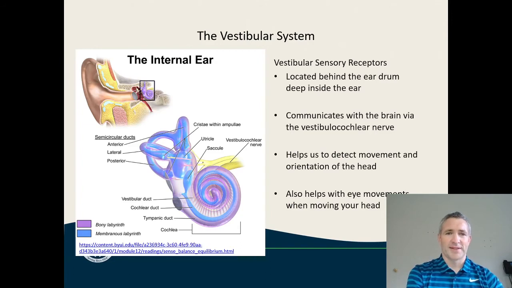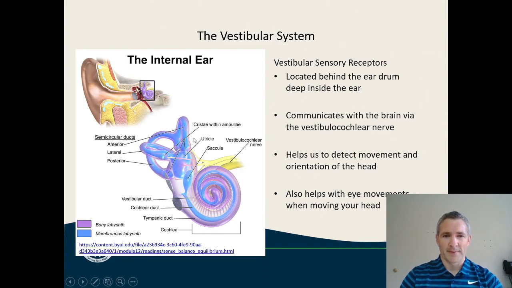The next big system is the vestibular system. And so here's a schematic. Here's an ear, and then here's your auditory canal. Here's your eardrum. And then behind the eardrum, you have this big system back here. This is both your hearing and your vestibular system. So this down here is called your cochlea. This is where sound waves are transmitted. This is where we detect sound.